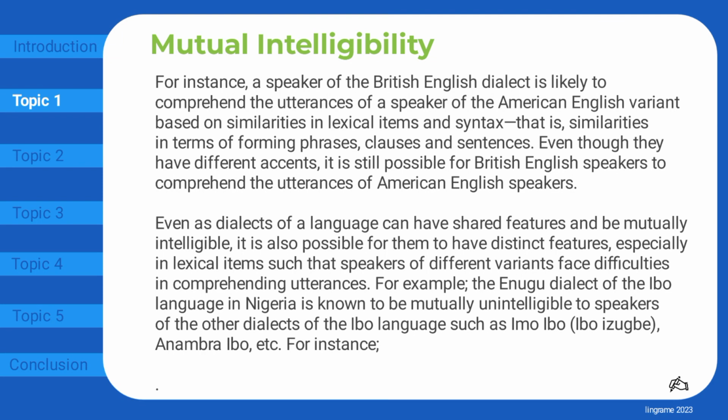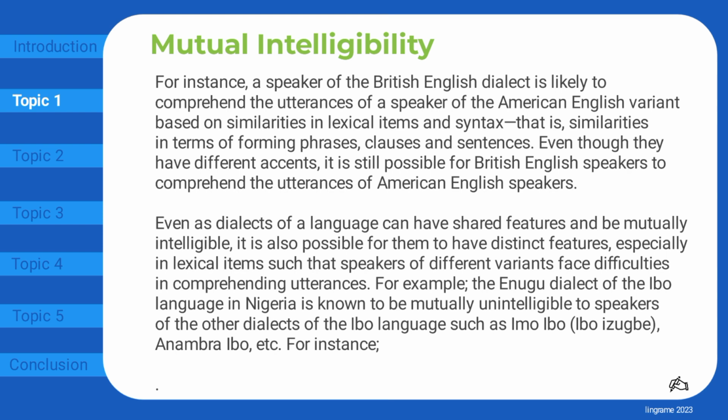For instance, a speaker of the British English dialect is likely to comprehend the utterances of a speaker of the American English variant based on similarities in lexical items and syntax, that is, similarities in terms of forming phrases, clauses and sentences. Even though they have different accents, it is still possible for British English speakers to comprehend the utterances of American English speakers.